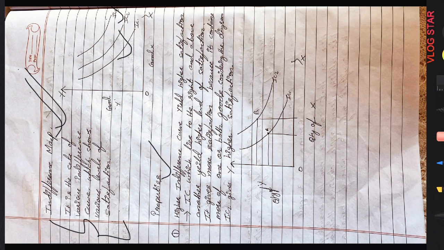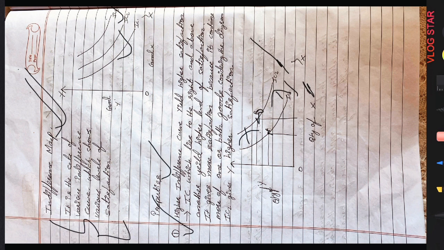Now we'll be talking about the properties of indifference curves. This is a very important topic for you all. So the first property is: the higher the indifference curve, the higher will be the satisfaction. So we know that IC1 and IC2 are there. So if one indifference curve is over here and another indifference curve over here, the higher the indifference curve, the higher will be the satisfaction. Like for example, see this at point A and point B.